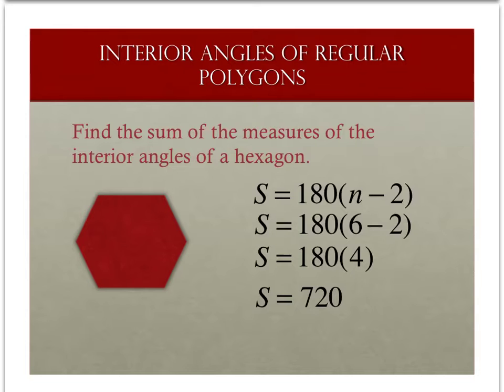Let's say I have the hexagon that we had earlier, which I showed you. I could draw 3 diagonals, which created 4 triangles. So the sum of the measures of the interior angles of a hexagon equals 180 times n minus 2. So 6 minus 2 is 4, and 180 times 4 gives us 720. It's as easy as can be when we're talking about the polygon angle sum theorem.